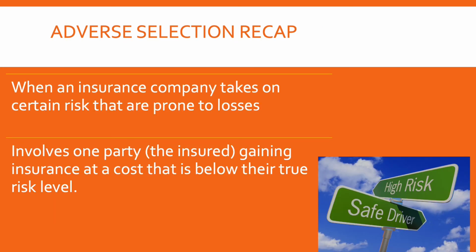Adverse is something that negatively works against something. So, adverse selection is when insurers insure or take on certain risks that are prone to losses. In property and casualty insurance, this typically will involve one party, mainly the insured, gaining an insurance at a cost that is below their true risk level.